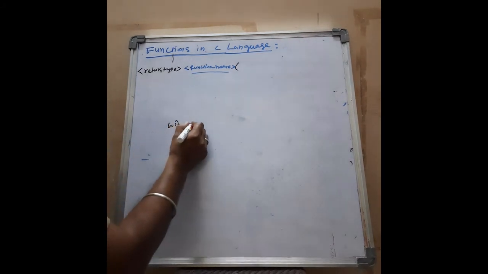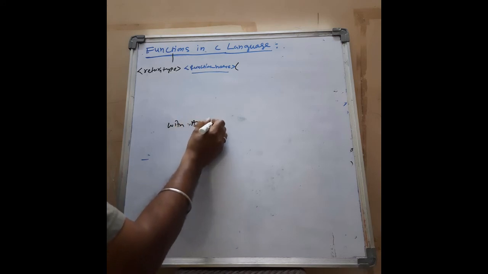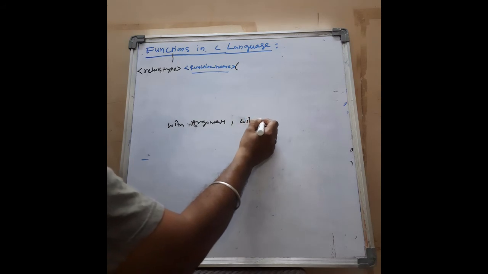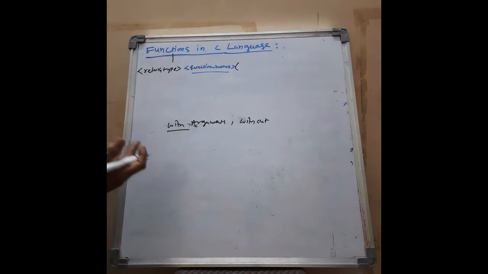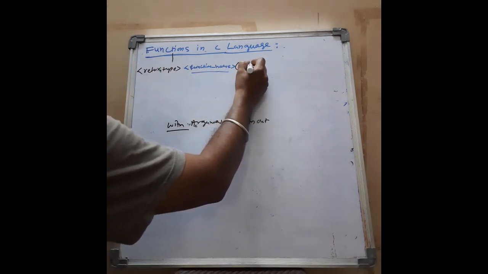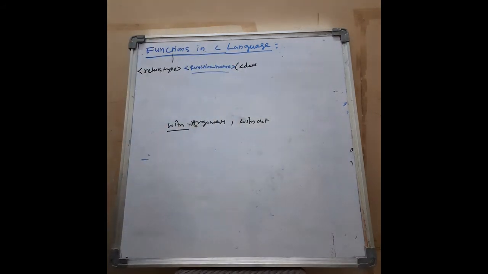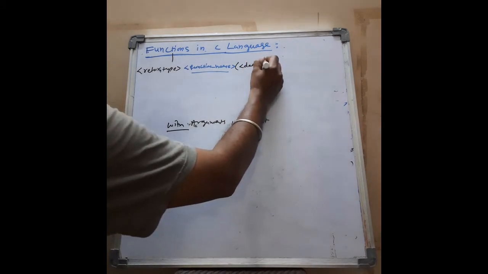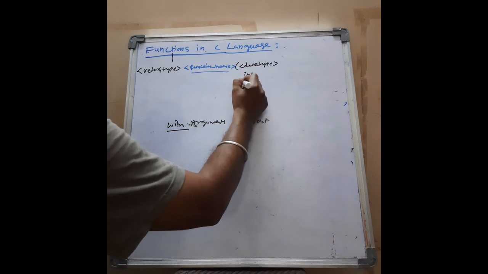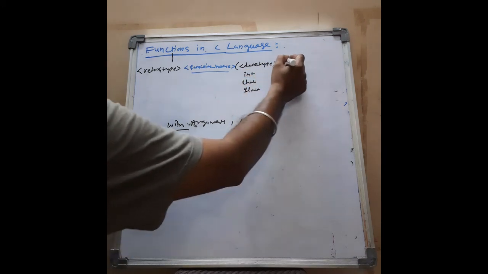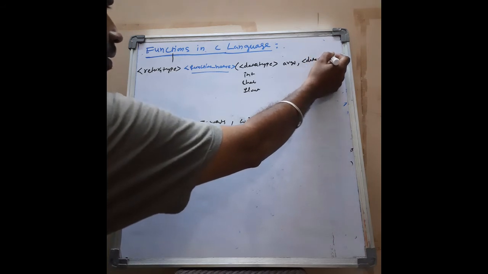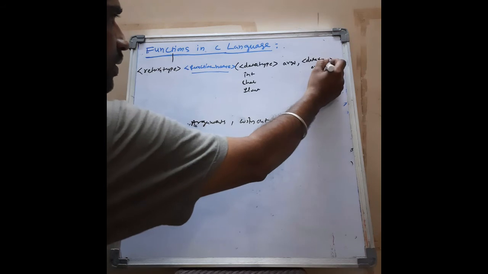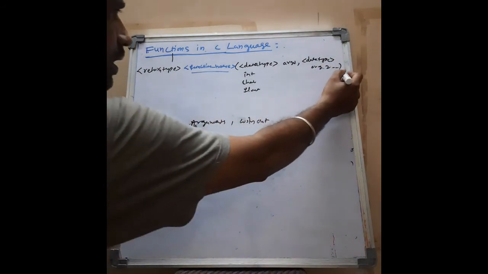Next, as already said, with arguments and without arguments. With arguments means I am assigning some main program values to the subprogram. So first we have to mention the data type, because the subprogram does not know what data type you are assigning. The data type may be integer, char, or float. Data type argument 1, comma, data type argument 2, and so on. And one more thing: you should not terminate it with a semicolon.